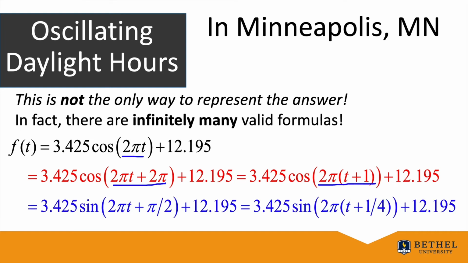Yet another formula can be found by using the fact that if we add pi over 2 to the input of the sine function, we get the cosine function. In other words, if we replace 2 pi t with 2 pi t plus pi over 2 and replace cosine with sine, it will represent the same function. By factoring, this will be the same as replacing 2 pi t with 2 pi times the quantity t plus 1/4. In other words, we have to shift the sine graph to the left by 1/4 of a period to get the cosine graph.